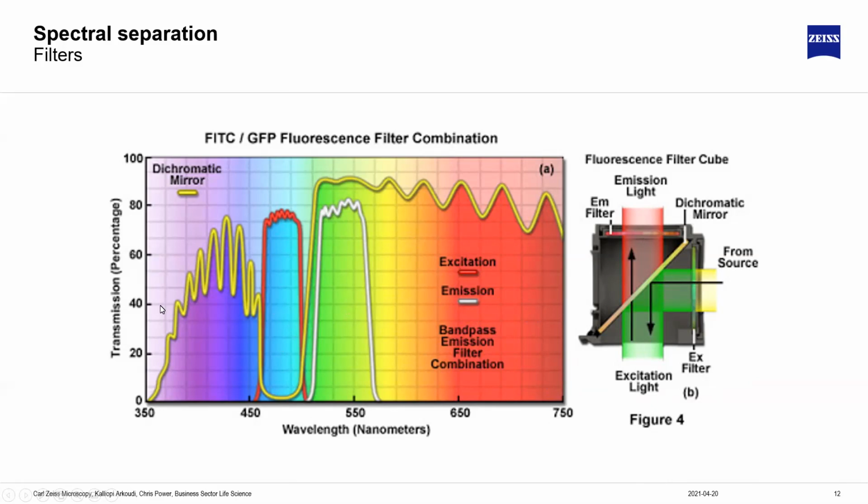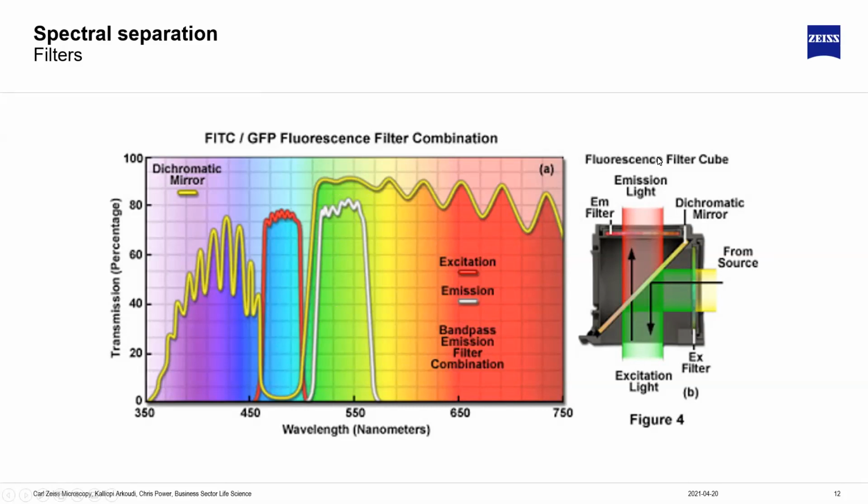The dichroic is shown as this yellow curve here. And then finally, you would have your emission filter, which is shown as the white curve here, and would allow through your green light. And so these three filters act in tandem to effectively only excite this part in the blue, to reflect that blue down, to allow the green out, and to capture the green in your detection system.